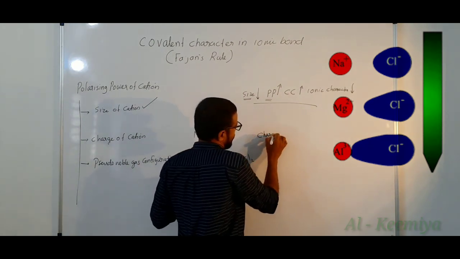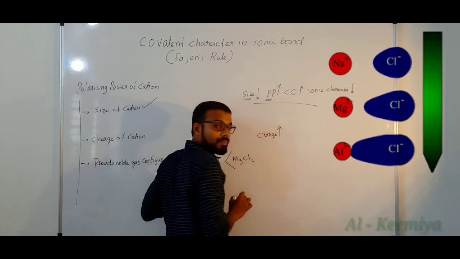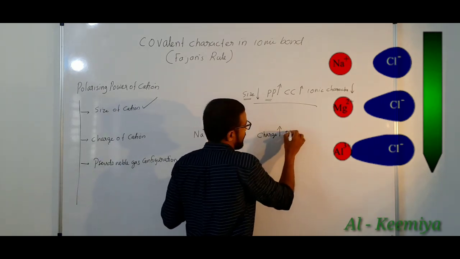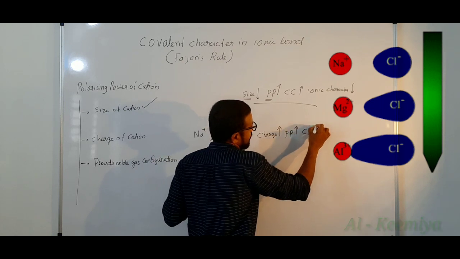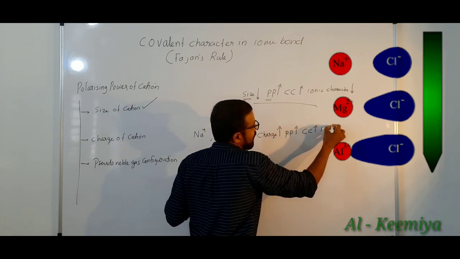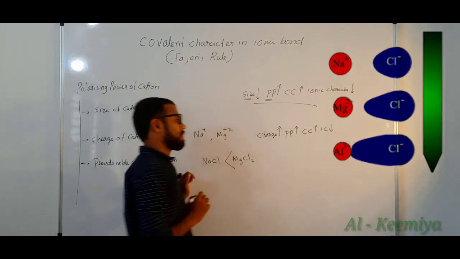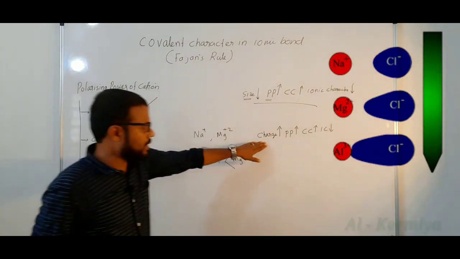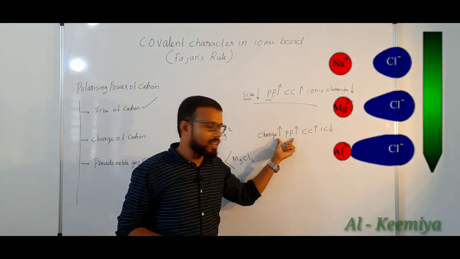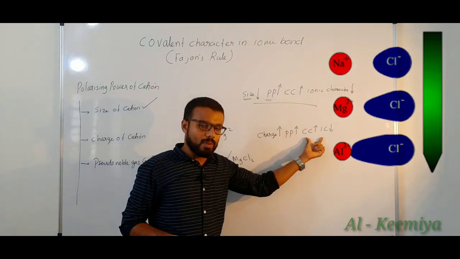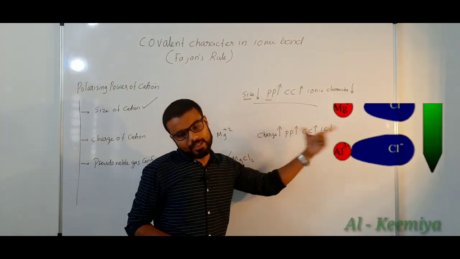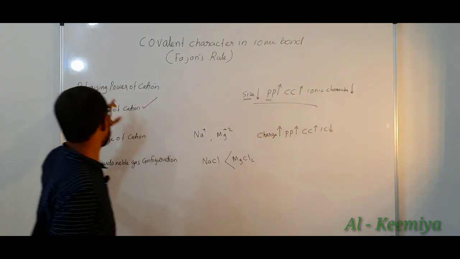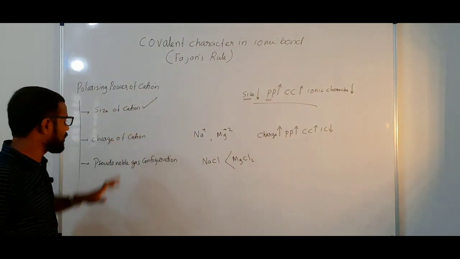So next point, charge. As charge increases, polarizing power increases, covalent character increases, ionic character decreases. When the polarizing power of the cation increases, covalent character increases and ionic character decreases. Remember that. Two factors we discussed. First one, size of cation. Second one, charge of cation.